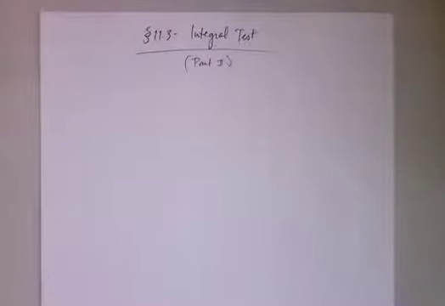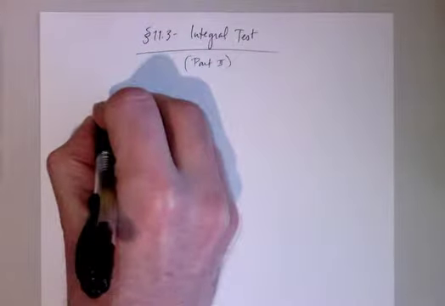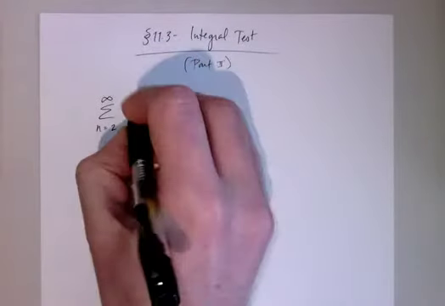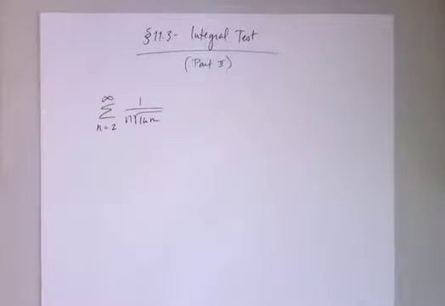Alright, let's go ahead and do our second video on the integral tests and corollary, the P-series test. Let's go ahead and just jump right in. Let's do the sum from n equals 2 to infinity of 1 over n natural log of n.